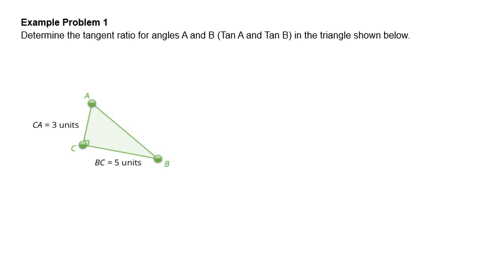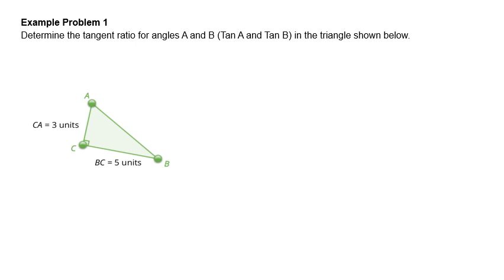So let's look at an example. Determine the tangent ratio for angles A and B, or find the tan of A and the tan of B in the triangle shown. So we have a triangle here. We're going to find the ratio for angle A and the ratio for angle B. Those are two separate problems, so we'll do them one at a time.